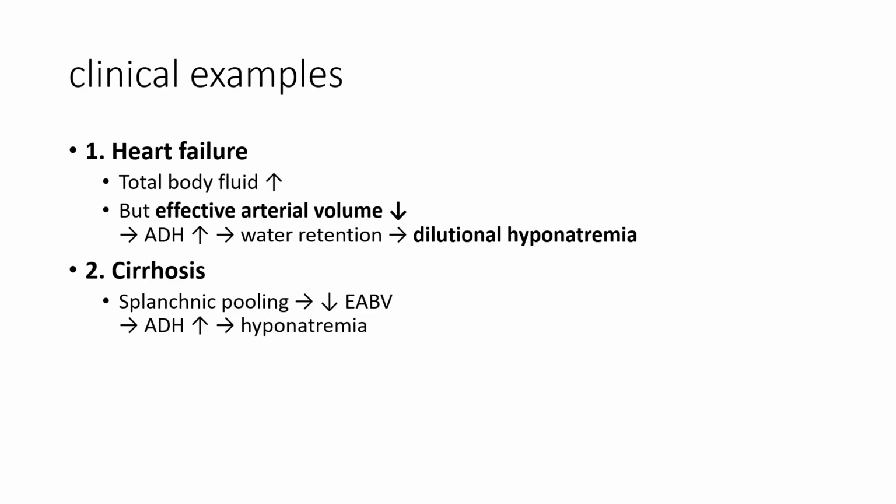Clinical examples of the same, where volume is prioritized over osmolality. One is heart failure, in which, due to increased total body fluid, the serum sodium can be low and the osmolality can be low, but the EABV will be low and still ADH will be released, leading to further dilutional hyponatremia. A similar thing will happen in cirrhosis due to splanchnic pooling of blood.